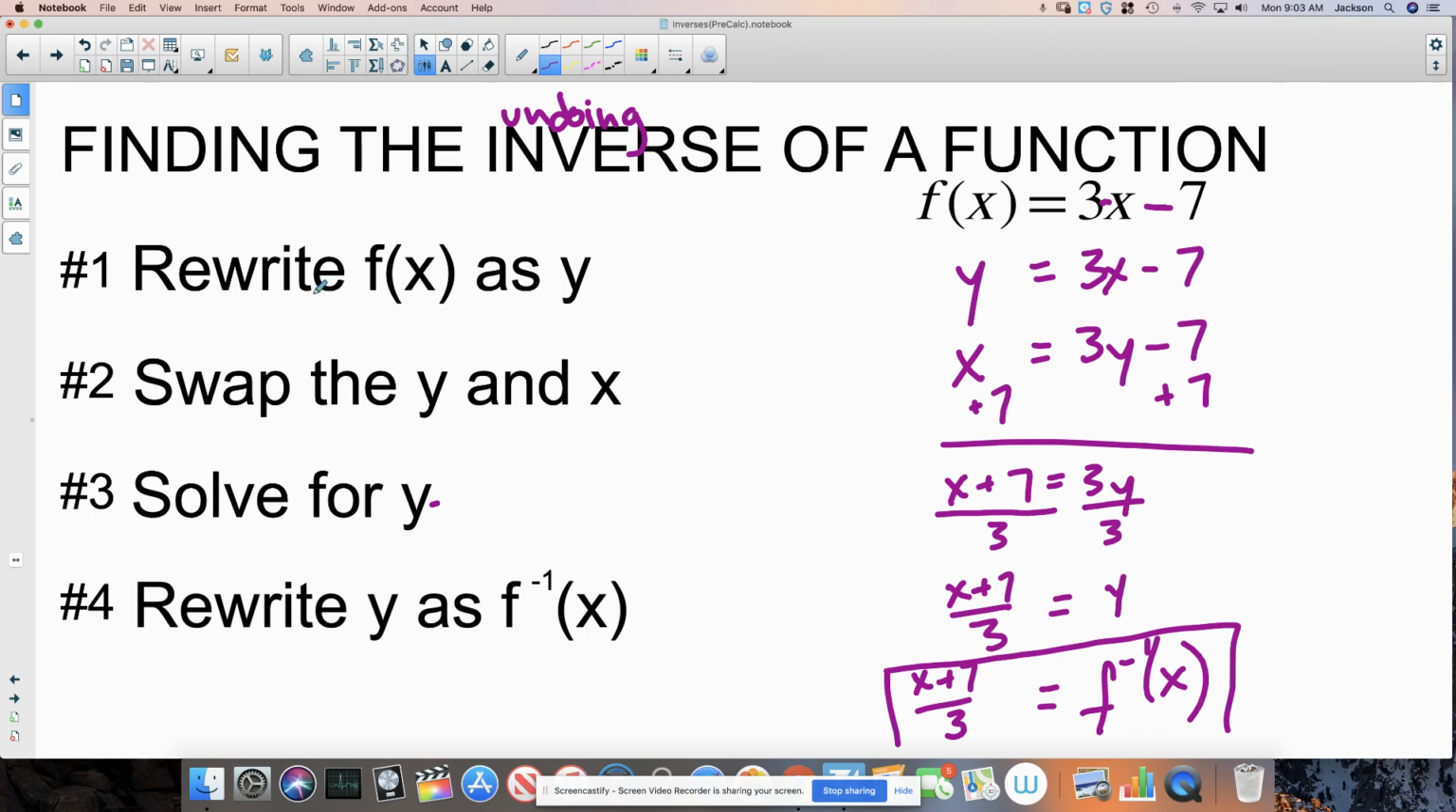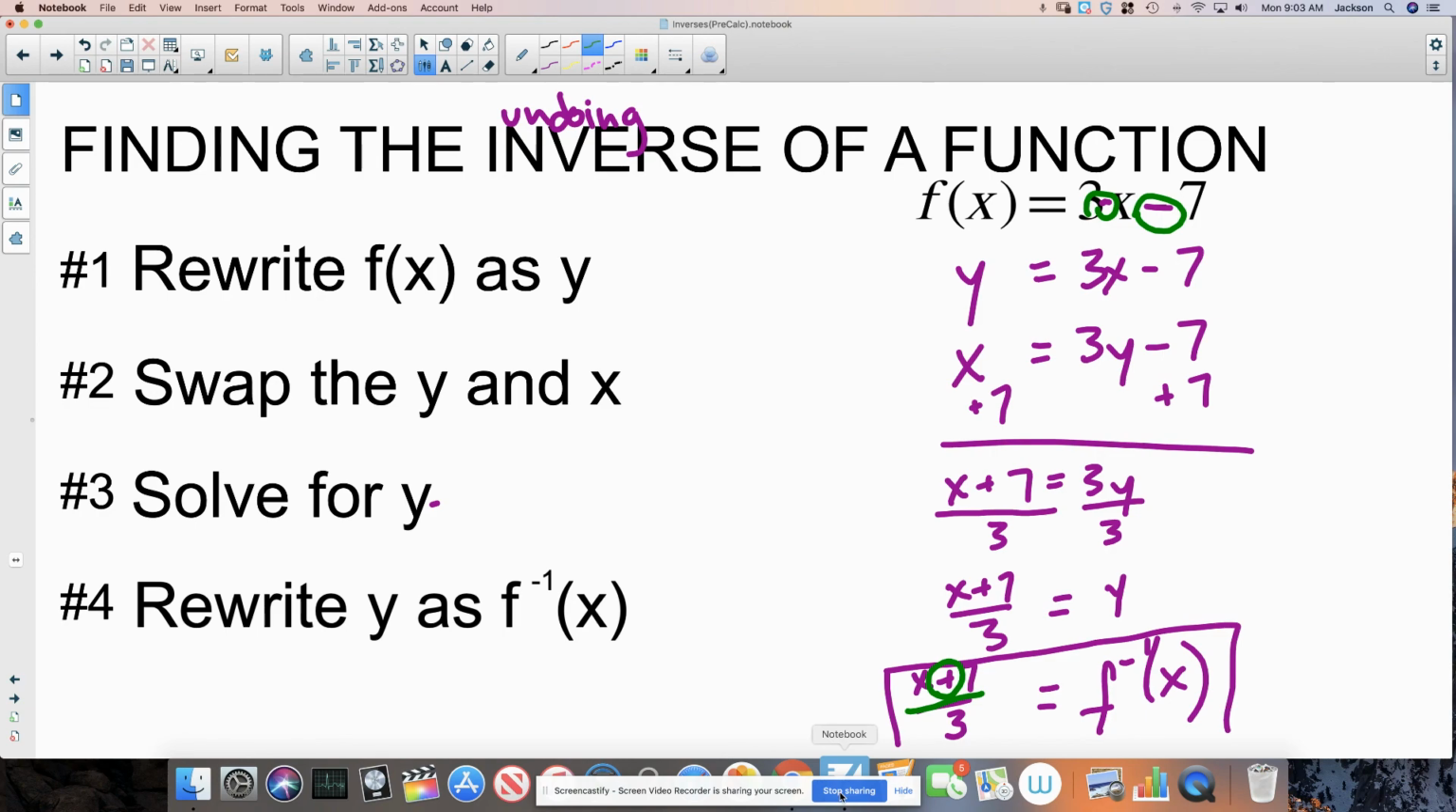Okay. So again, remember that finding the inverse of a function is undoing these operations. So if I need to undo subtraction and I need to undo multiplication, then in the inverse operation, I should have addition, which is the inverse of subtraction, and division, which is the inverse of multiplication. That's how I know I'm probably pretty correct with that.